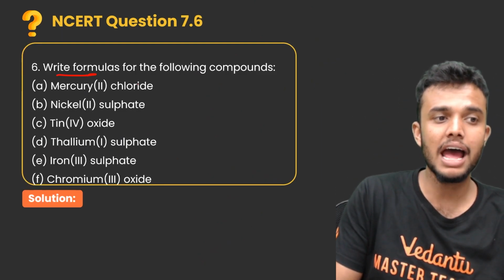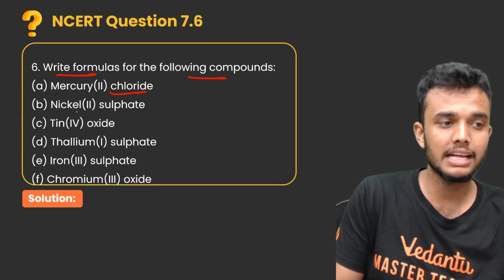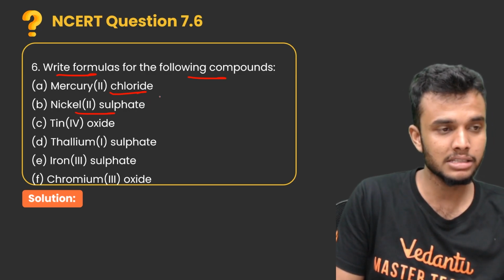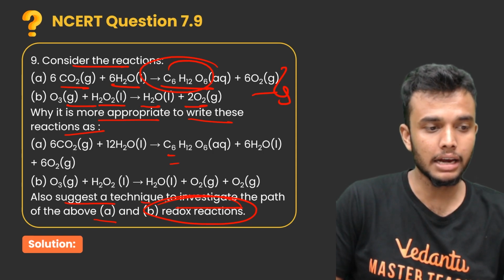Okay, next exercise. Write formulas for the following compounds. Okay, mercury chloride is there, nickel. Very easy, students. Let's try. Okay, let's try it. Yes, let's start with the technique and also this one.